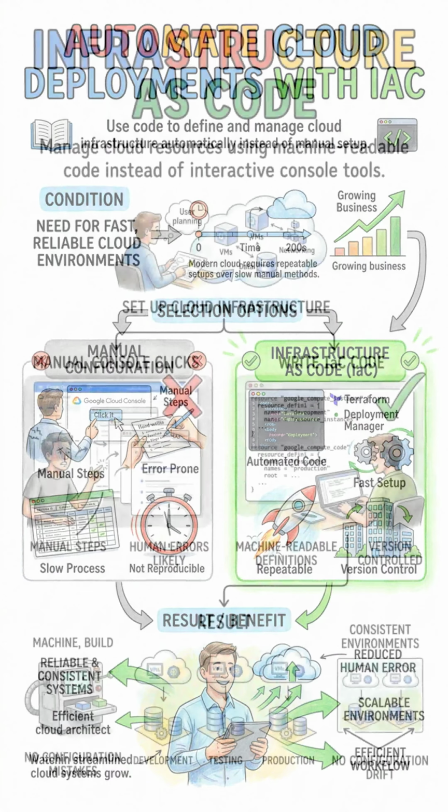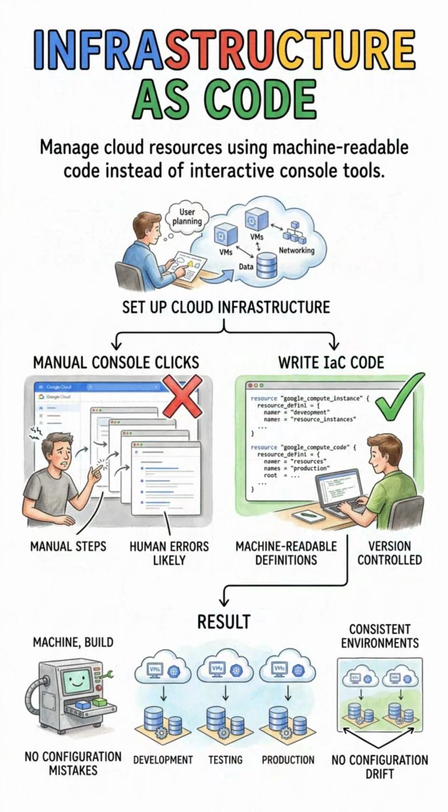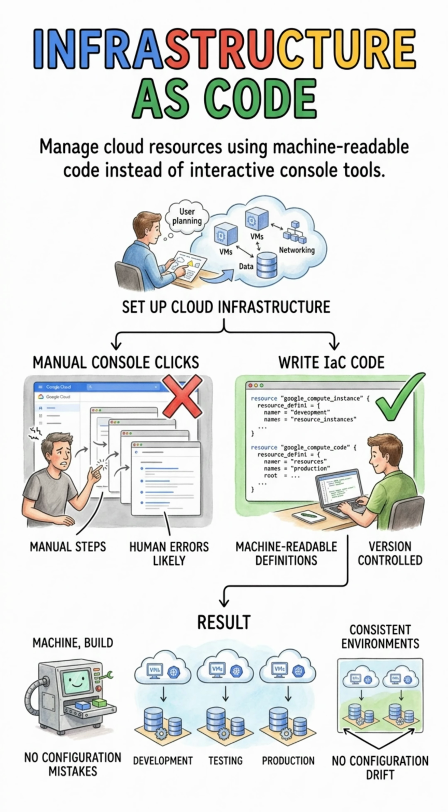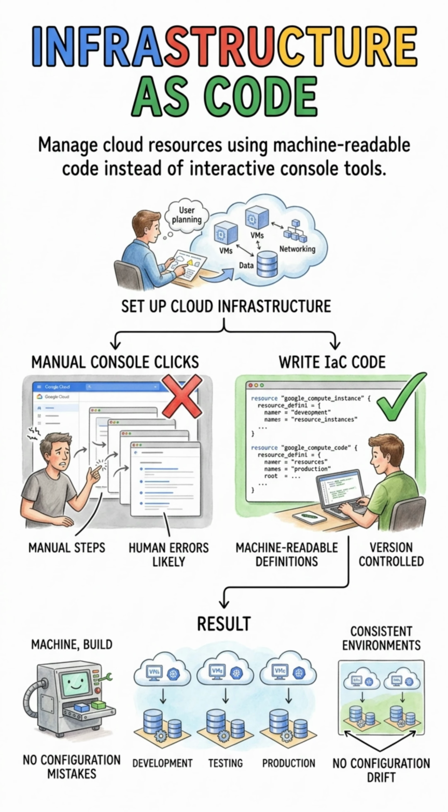Infrastructure as code is a fundamental concept where you manage and provision cloud resources through machine-readable definition files instead of interactive configuration tools. By writing code to define your infrastructure, you can version control your environments just like software code. The exam will frequently test your understanding of how this approach eliminates human error during manual setups and guarantees consistent environments across development and production.